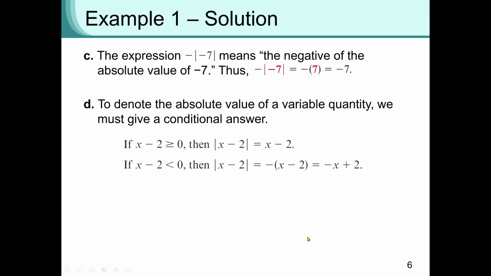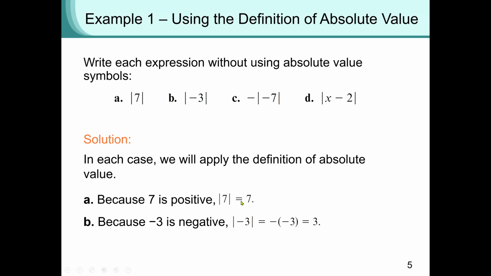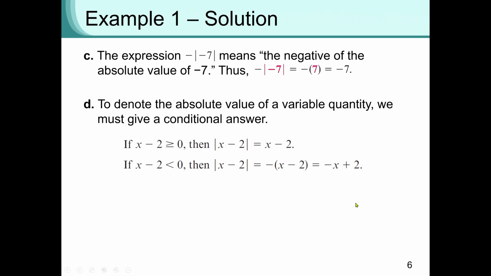Now, for our last example, we're looking for the absolute value of x minus 2. This is what we are going to do a lot, because we have x minus 2 in the absolute value. So the answer can be either positive or negative. Here we say that x minus 2 can be greater than or equal to 0, which means it's positive. In that case, the absolute value of x minus 2 will be x minus 2.